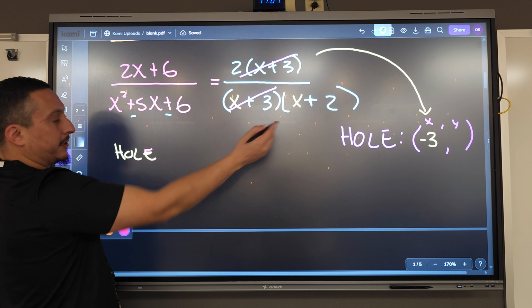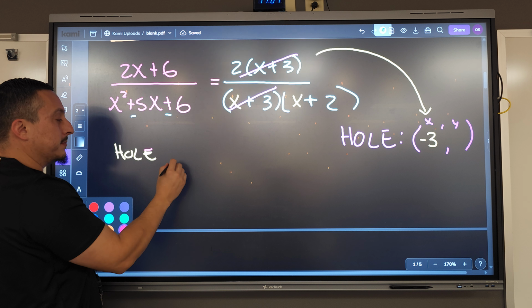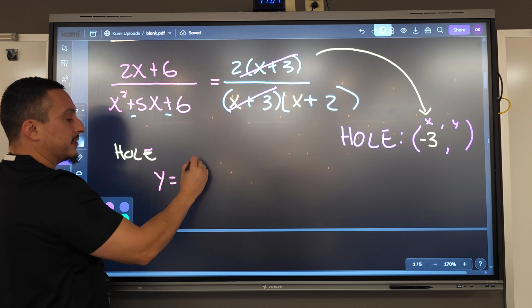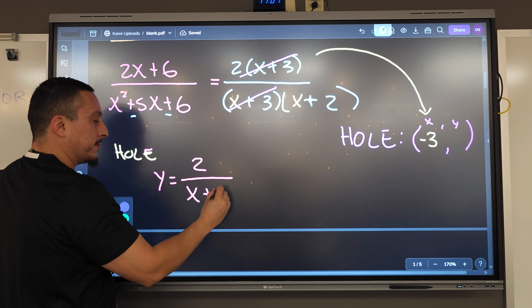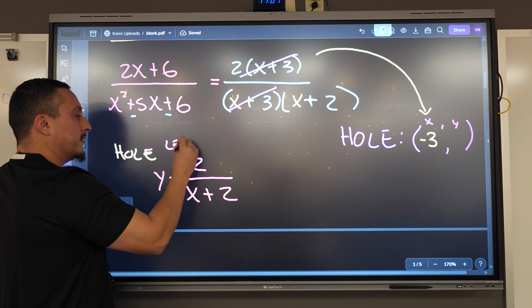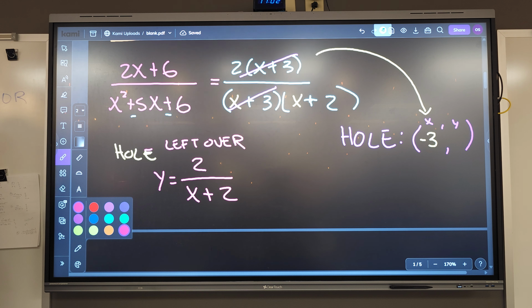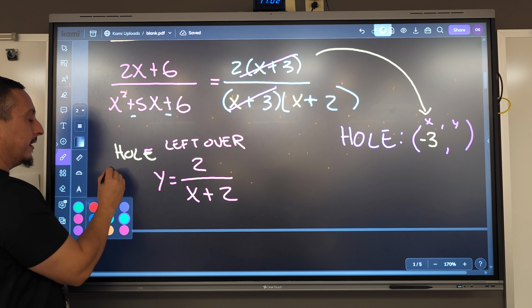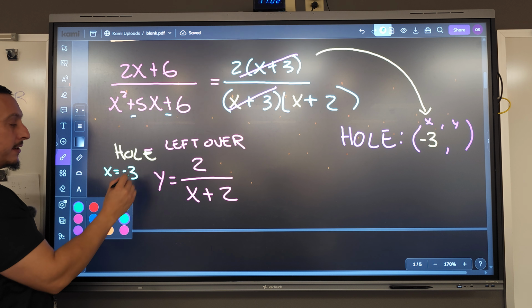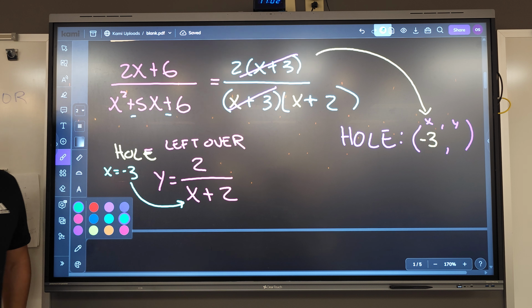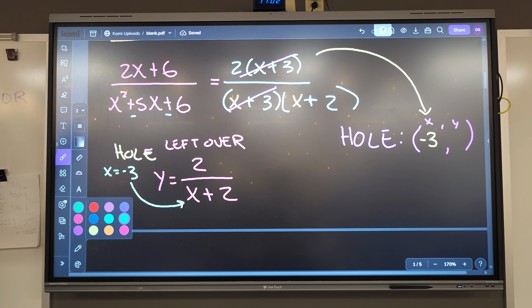And how do we get the y of the hole? The y of the hole comes from plugging into the leftovers. Okay, leftovers. What I mean by leftover is what's left over after you cancel. That's what's left over. Right? So I'm going to plug in, you know how I have x equals -3, right? I'm going to plug in that right there. And that's going to give us our y.